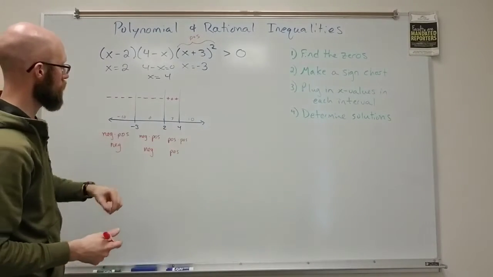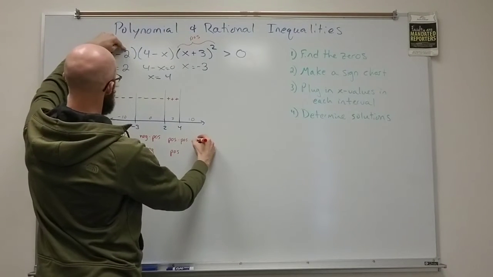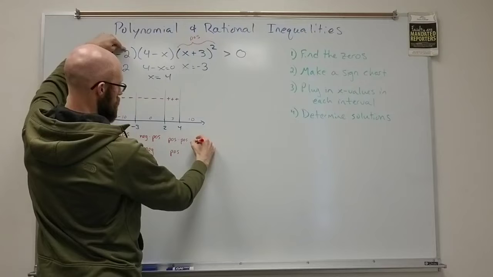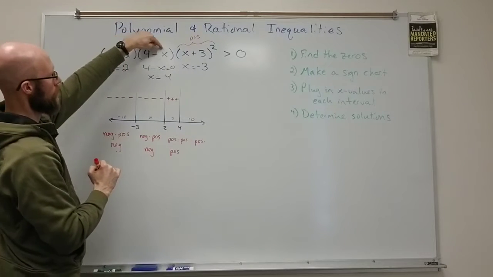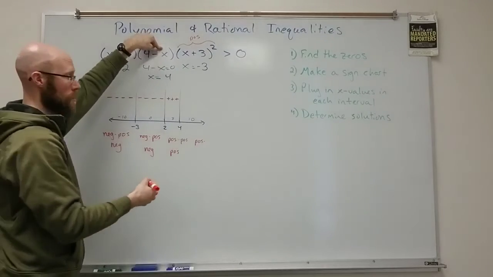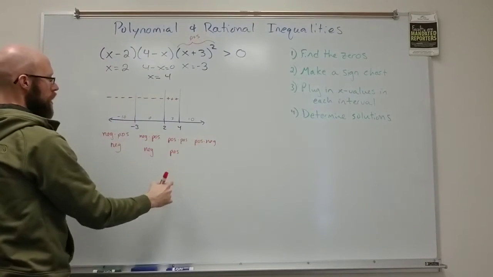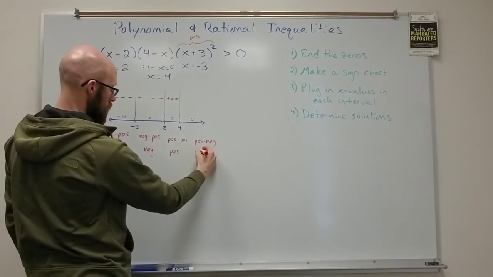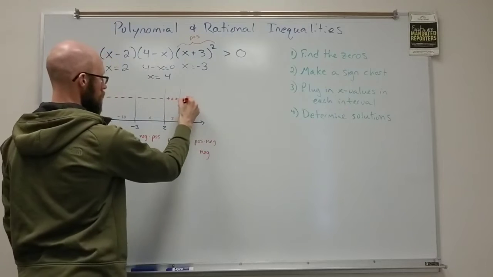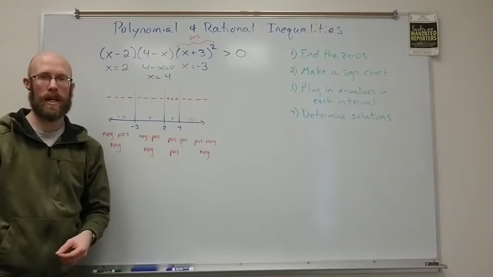And then finally I plug in the 10. Well, 10 minus 2 is positive. And 4 minus 10, well, the bigger one is negative there, so that's going to be negative. And that combination is going to then be negative, interestingly. So everything out on the right here is negative.